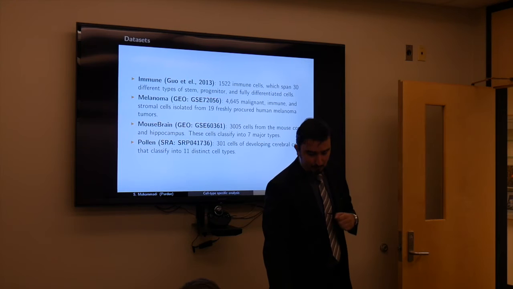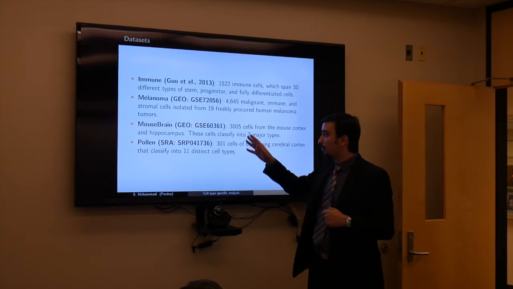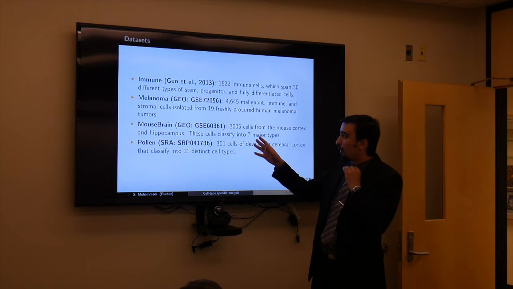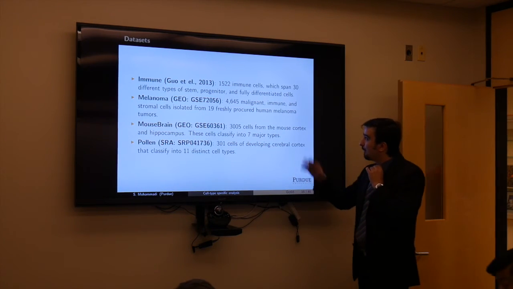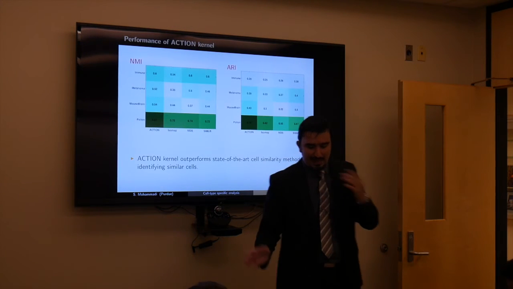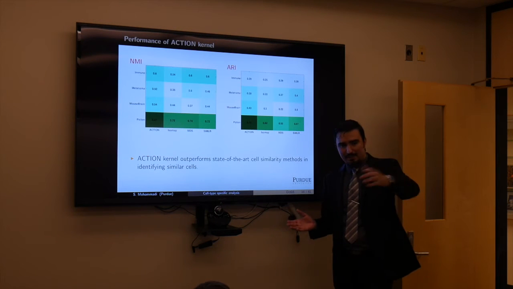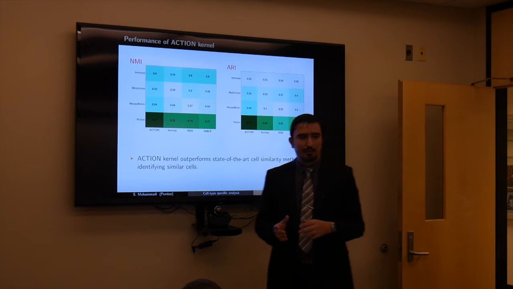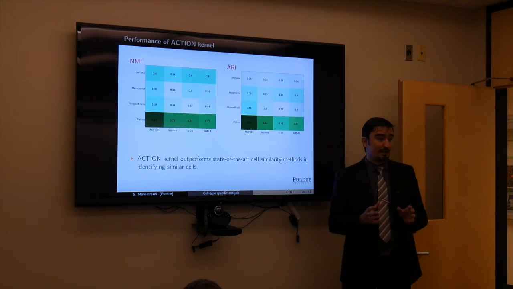So we looked at 4 different data sets that come from different technologies, some of them from older technology, some of them from single-cell RNA-seq, some of them from flow cytometry, with different numbers of cells. And the first question is, how well does this metric that we define work? So we looked at this metric and compared it with one other measure that was specifically designed for single-cell data sets.